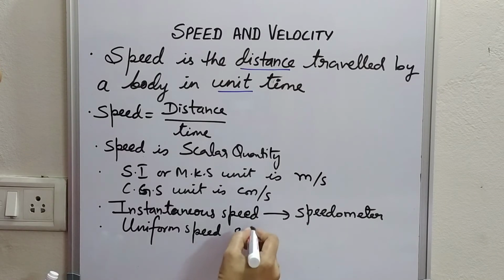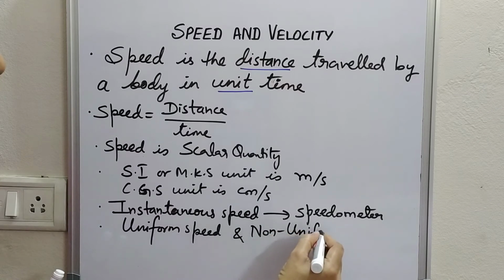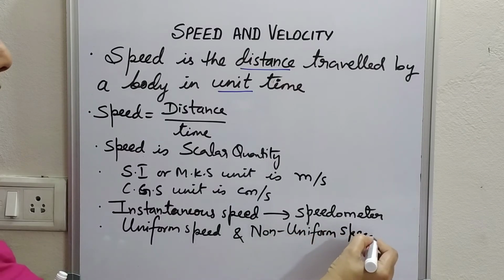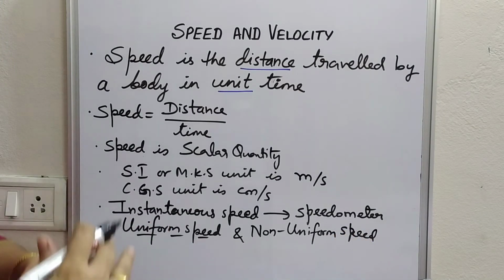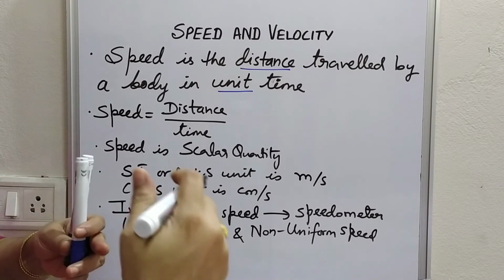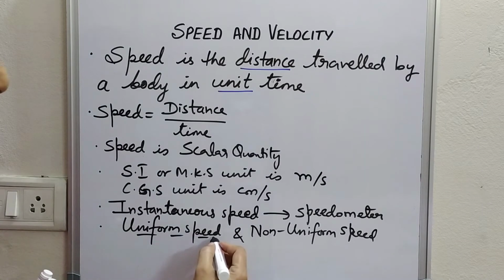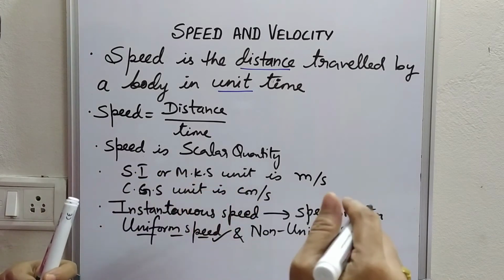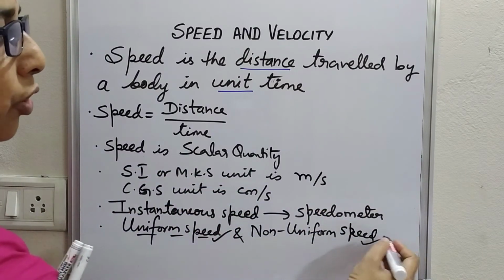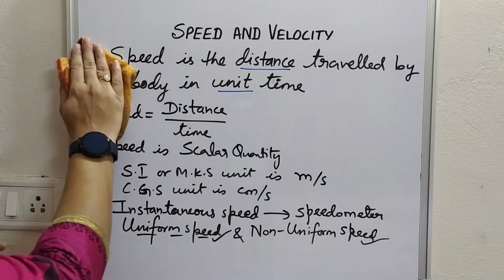These are defined the way we define uniform motion and non-uniform motion. So, we can define uniform speed as: if a body covers equal distances in equal intervals of time, then the body is said to be in uniform speed. And if a body covers unequal distances in equal intervals of time, then the body is in non-uniform speed.